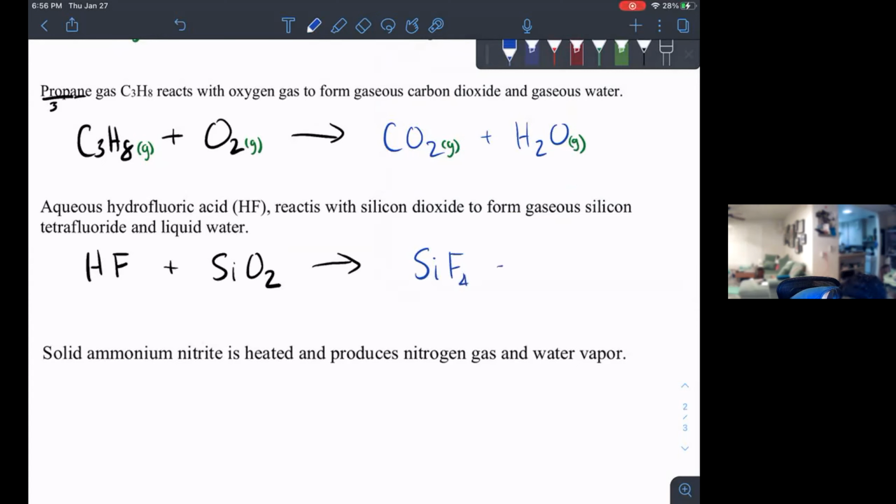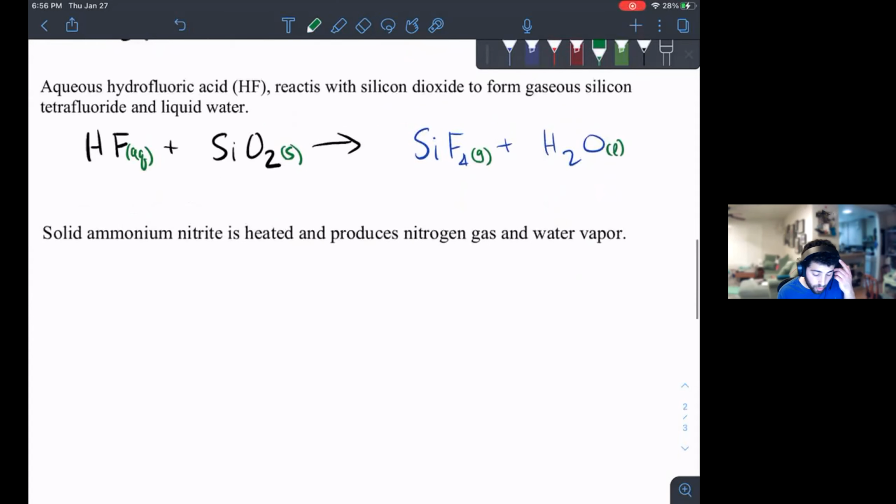And liquid water, H2O. So now I get to use some of the fun ones. I've got a little AQ on that. Silicon dioxide, I'm guessing it's going to be its solid form, but we don't really have what it is. Silicon tetrafluoride is going to be our gas, and water is going to be a liquid.